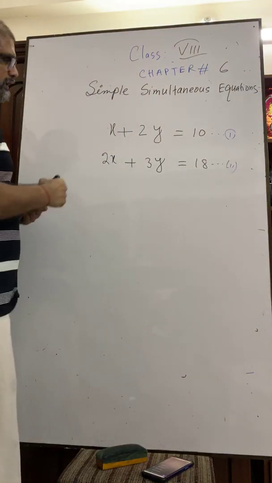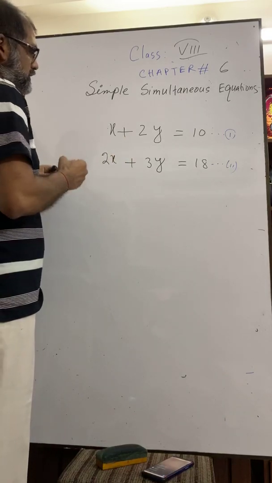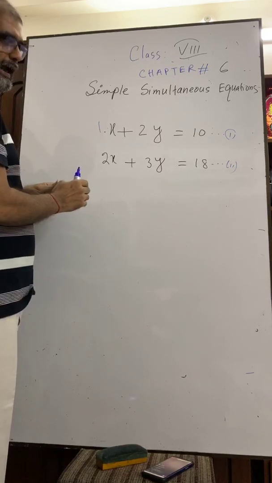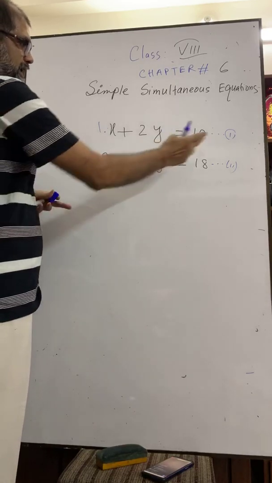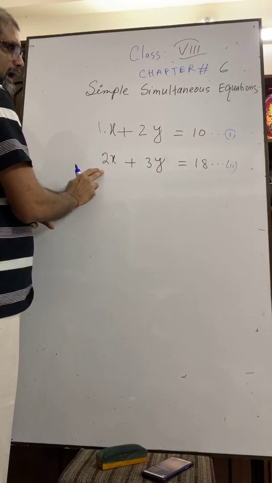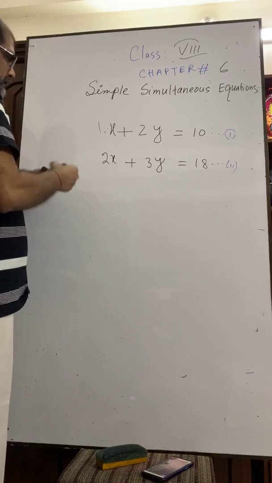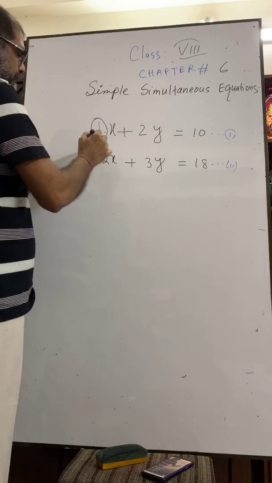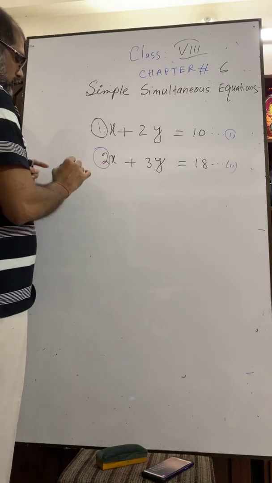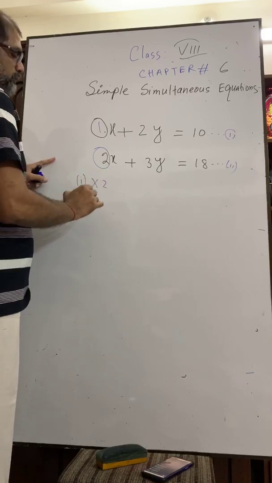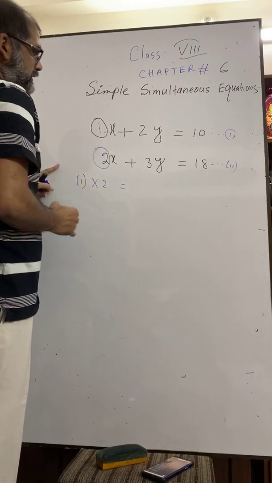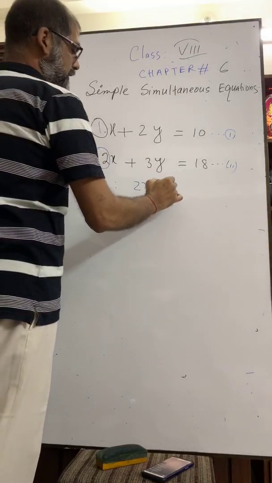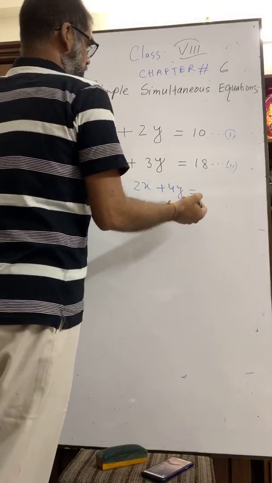You see here the coefficient of x is what? 1, actually 1x. And here it is 2. So I have to multiply equation 1 by 2 and equation 2 by 1. Very good. We multiply equation 1 by 2. The result is 2x plus 4y equals 20.